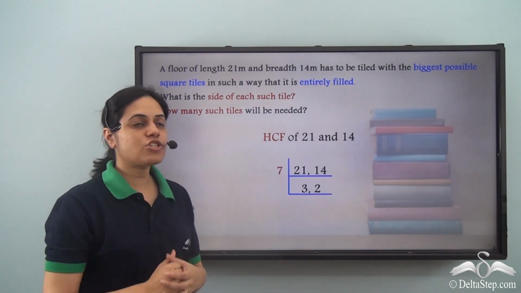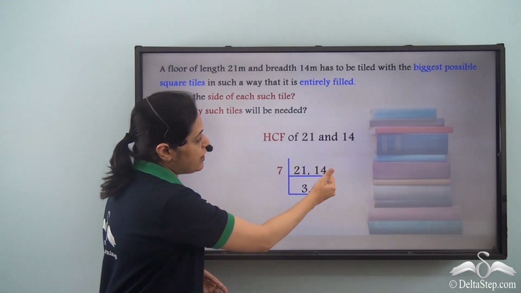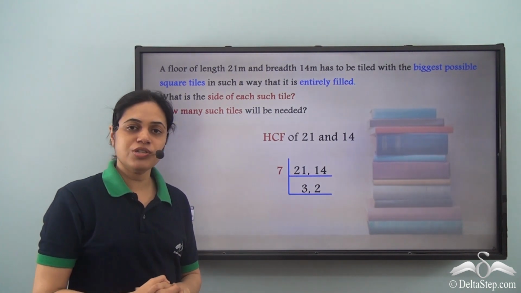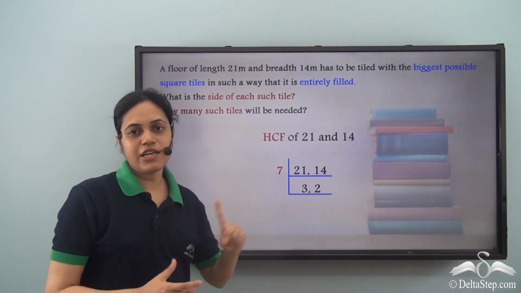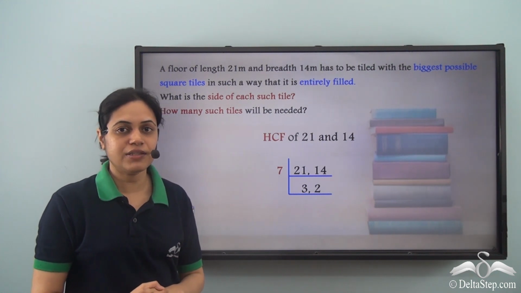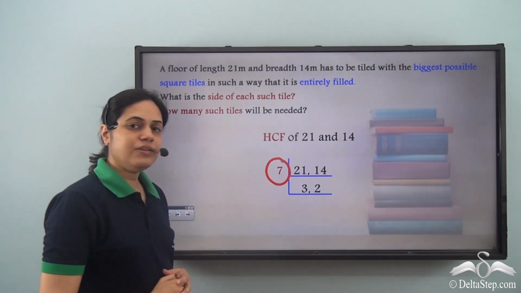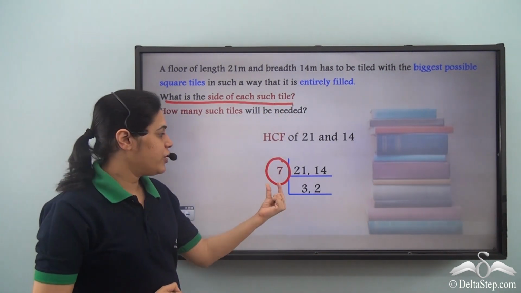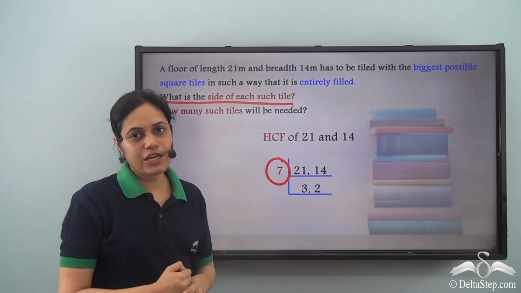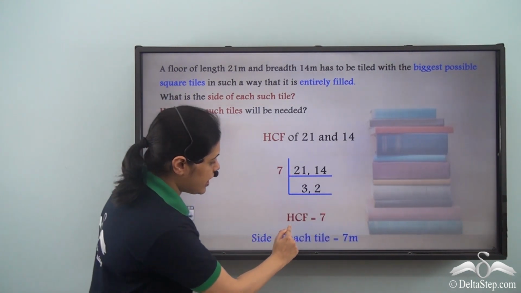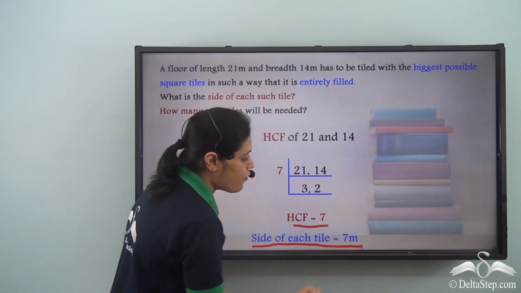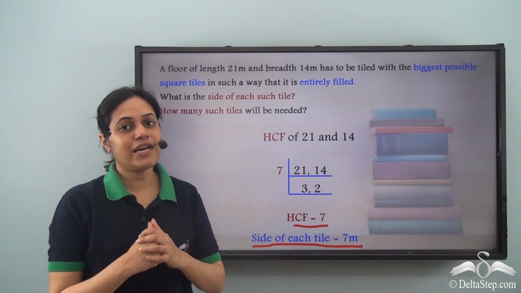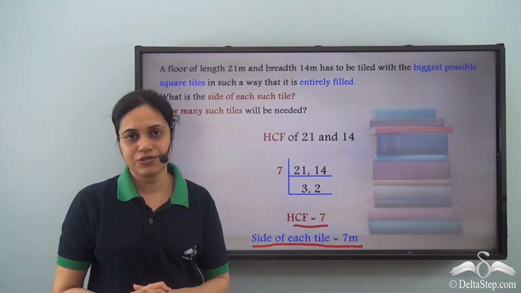Now let us find the highest common factor. 21 and 14 both are divisible by 7. We get 3 and 2 as the quotients. Now we stop here because 3 and 2 don't have any other common prime factor. So the HCF is 7. Now what is the side of each such tile? We know that the HCF will give the side of each such tile. So the HCF is 7 and the side of each tile will be 7 meters.